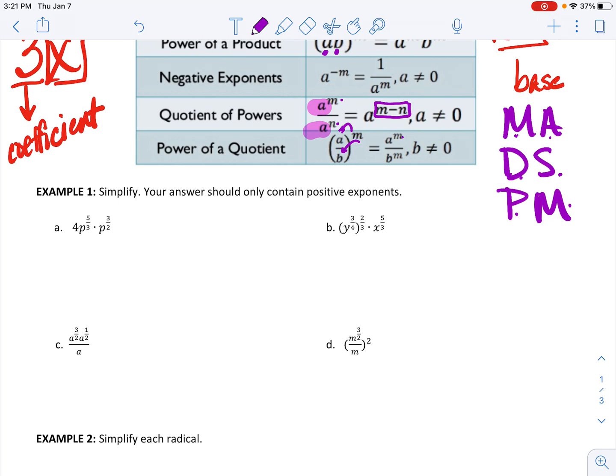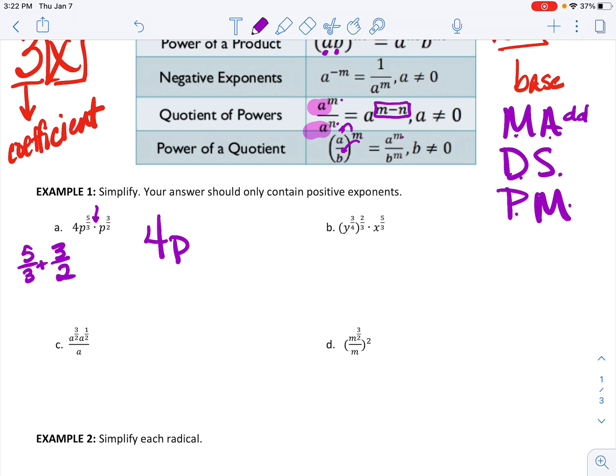So again, we multiply our coefficients. We see multiplication, so we're going to multiply the coefficients, which means the only number I see there is 4. The base stays the same. And since we're multiplying, we are going to add our exponents. So we have 5/3 plus 3/2. Well, if you don't feel comfortable doing that, that's okay. Use your Desmos or scientific calculator.